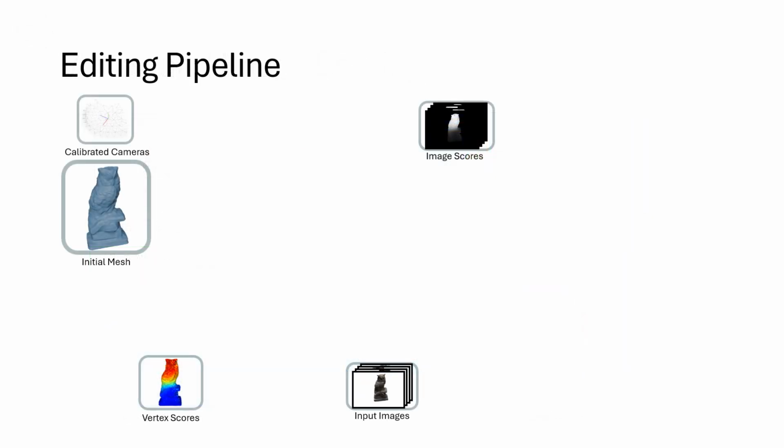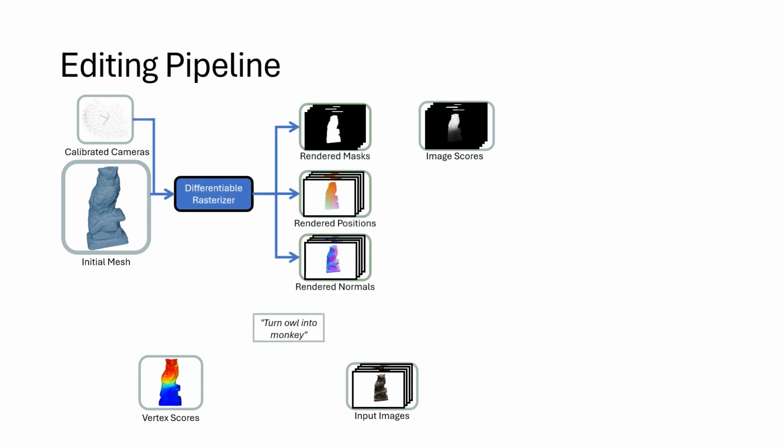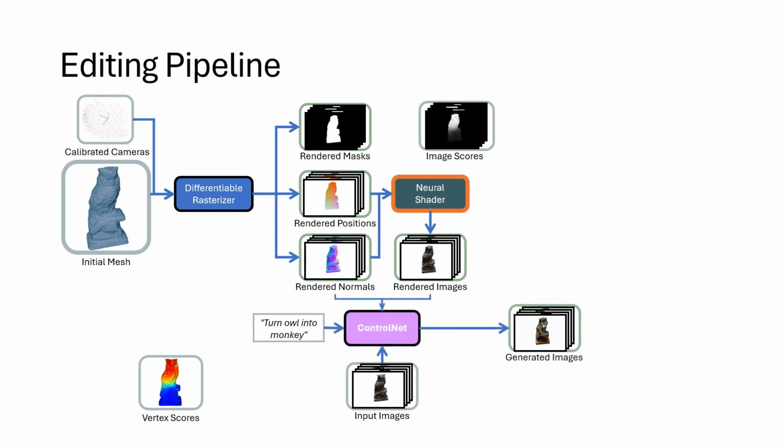For our editing pipeline, we utilize all the inputs and outputs obtained during the pre-processing step. In each iteration, the mesh is rasterized from input views, and geometry buffers with per pixel positions, normals, and masks are generated. The geometry buffers are processed by a neural shader to render a color image for the given view. The rendered images and normal maps are used as conditioning for ControlNet to generate modified images based on the given text instruction and input image.